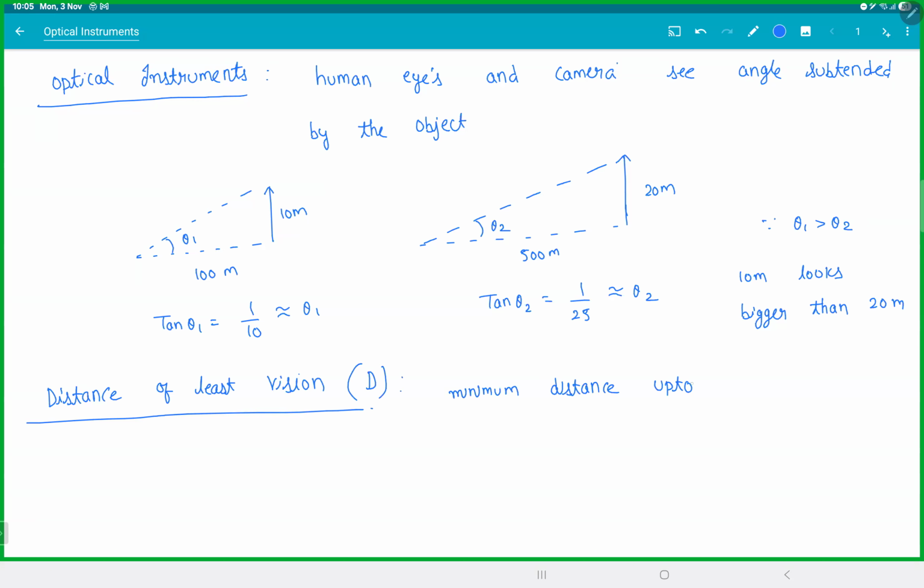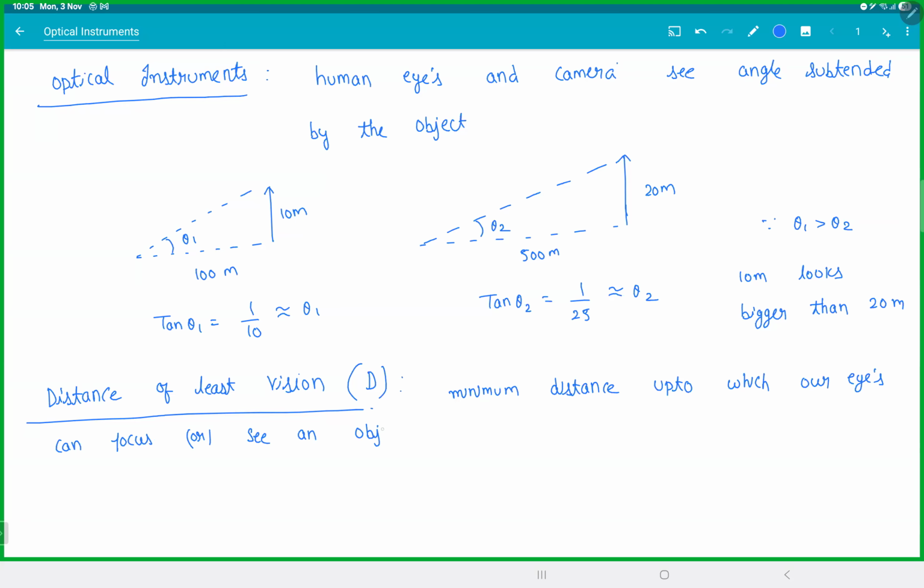That is the distance up to which our eyes can focus. That is the reason you can't see your nose. Because it is less than the distance of least vision, it throws you out of focus. If you try too much, your eyes will get strained and you'll get a headache. Generally, this value turns out to be 25 centimeters. If they don't give anything, take 25 centimeters. Clear with this?